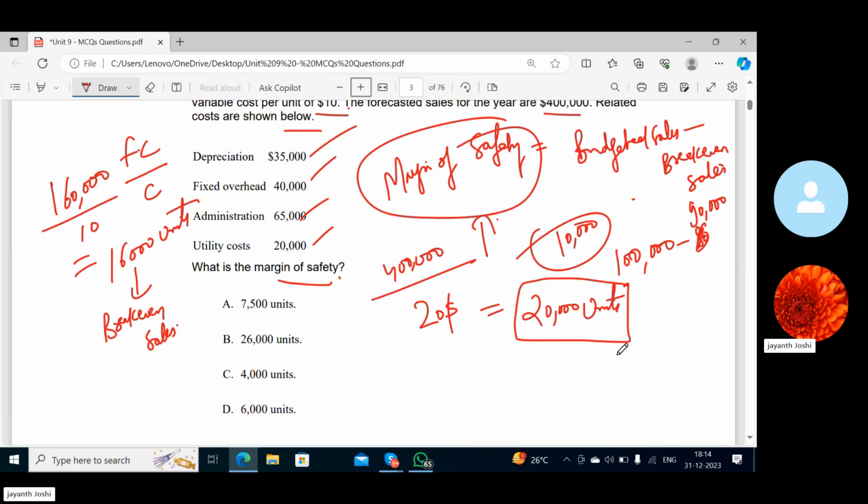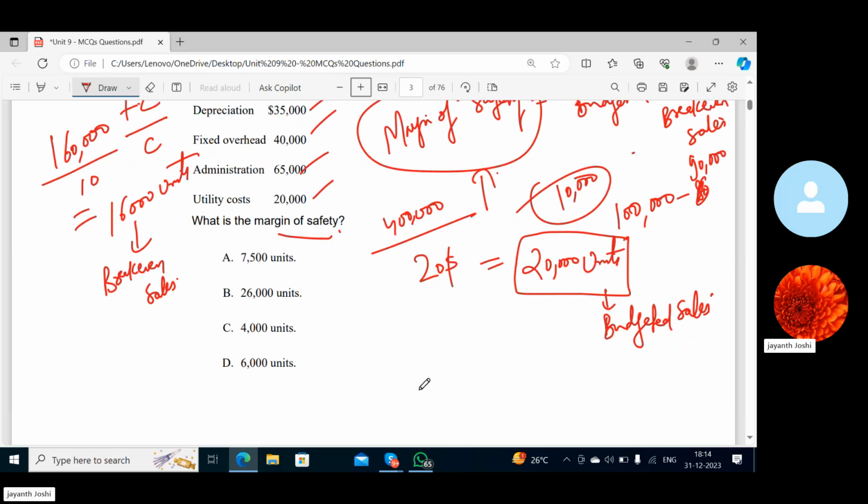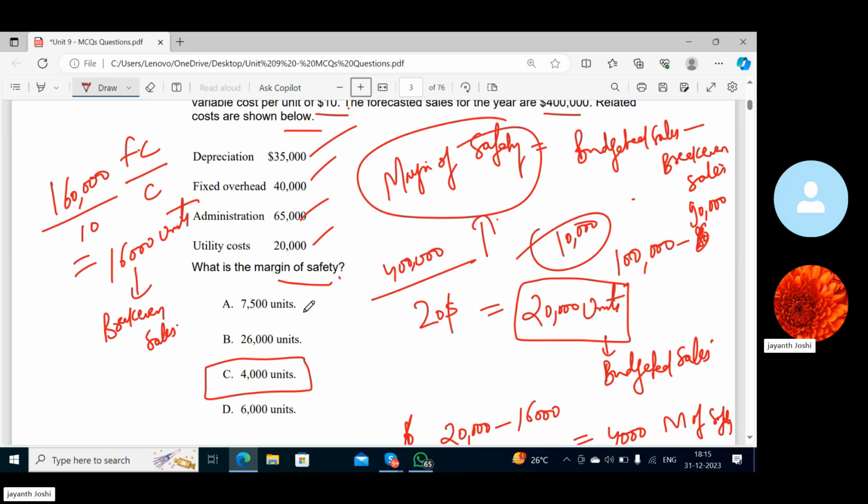So this is break-even sales. 20,000 is budgeted sales. Budgeted sales 20,000 minus 16,000 is 4,000. 4,000 is the margin of safety. You want to note this down? Yes.